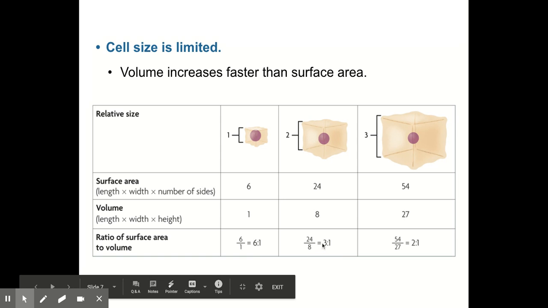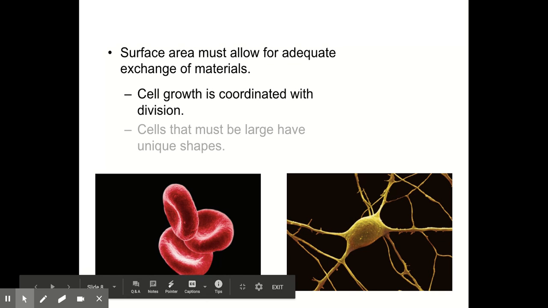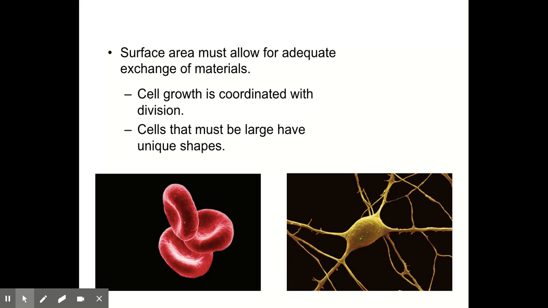We see this ratio changing. As a cell gets bigger, the ratio between surface area to volume, those numbers get closer together. And ideally, for a cell to function at its best, it really needs to have a big difference, a big surface area compared to the volume, right? And again, this is interesting here that cells come in different shapes and the growth coordinates with that division.